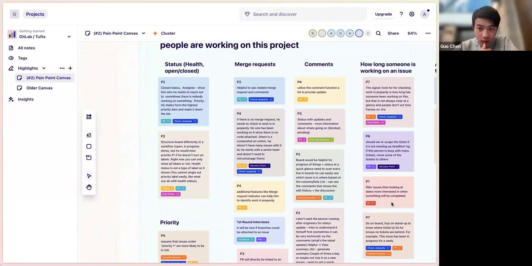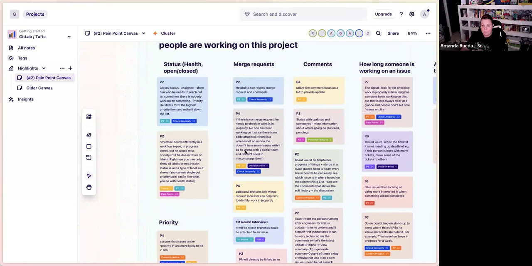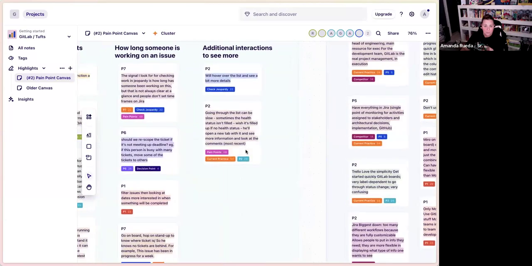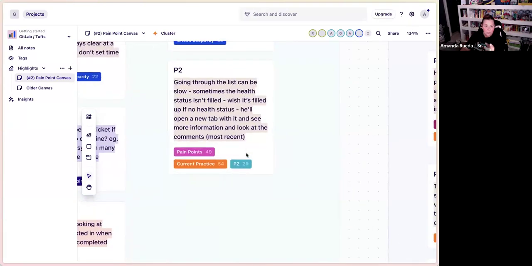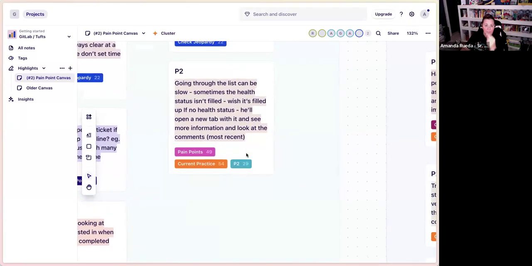I saw it in your last column. It was mentioned, this one, additional interaction, see more. It says something about it's filled up if no health status.